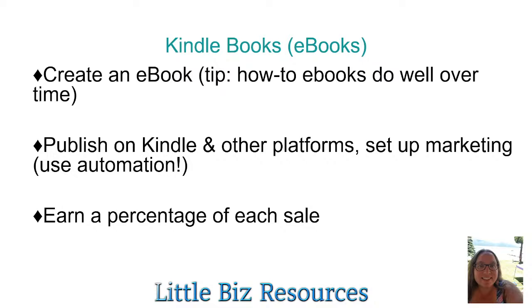So how-to ebooks, especially if you know how to do something that is in demand or something that's kind of specialized and there's not a whole lot of competition out there, then you can do really well. So how-to ebooks are good for longevity of passive income. Then you publish on Kindle and other platforms, and of course set up marketing and use automation to do that. Now, the thing about this is that there is a strategy with it on Amazon, especially on Amazon, but you don't have to necessarily know that strategy.